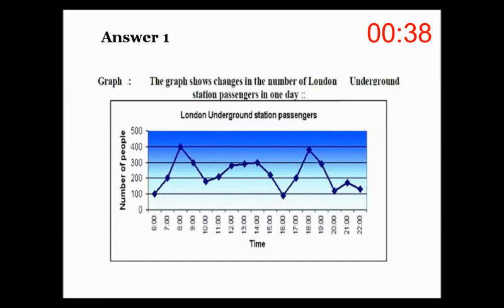The line chart gives information about the changes in the number of London Underground station passengers in one day. To begin with, we can see that the number of people started from 100 at 6 a.m. and then increased to the peak at 8 a.m. with a figure of 400.